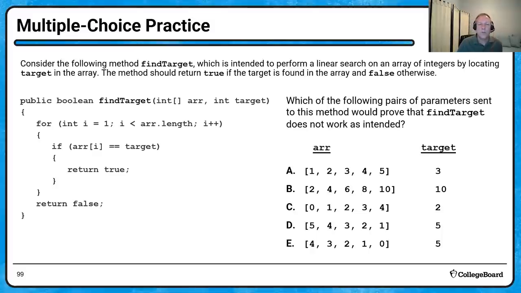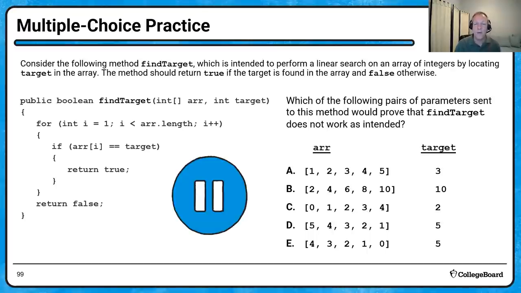So go ahead and hit pause and see if you can figure out what the mistake would be. Why is this linear search not behaving the way it should in certain instances? And which one of these sets of parameters would prove that the code is incorrect? Go ahead and hit pause, and we'll come back in just a moment and trace through this question. Ready? Okay, here we go.